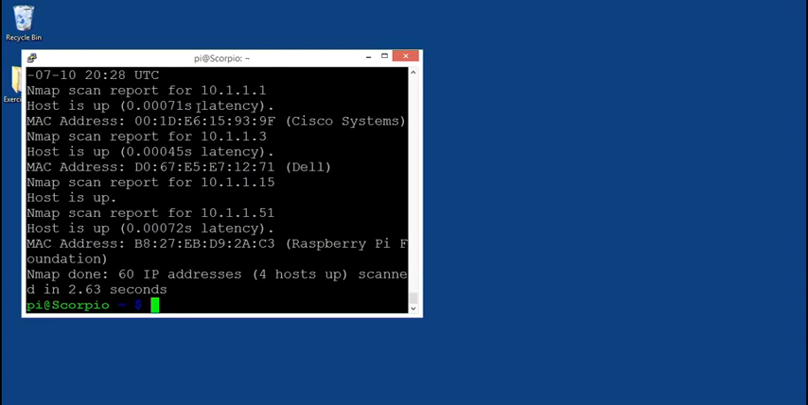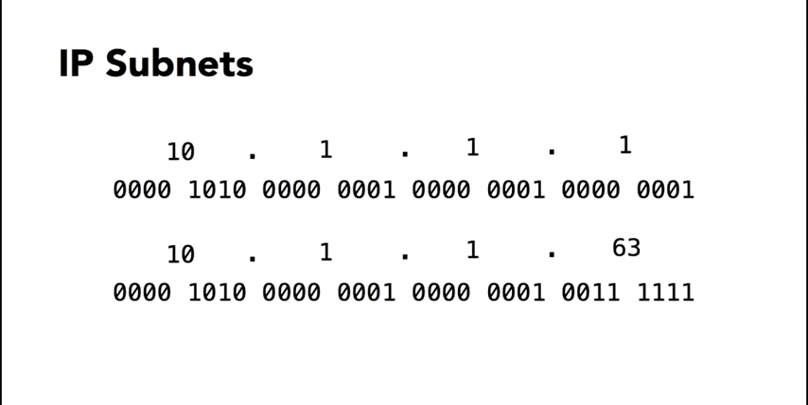I know already that the IP address space for my local network is 10.1.1.1 to 10.1.1.254. But by typing 1-60, I'm limiting this scan to just the first 60 addresses. The allocation of host addresses is usually done based on subnets, and the number of hosts is usually a power of 2: 4, 8, 16, 32, and so on.